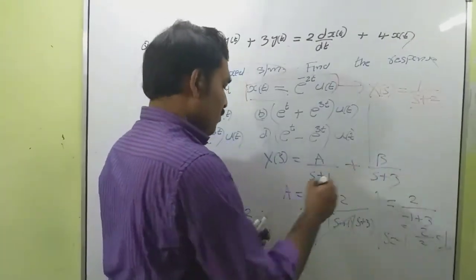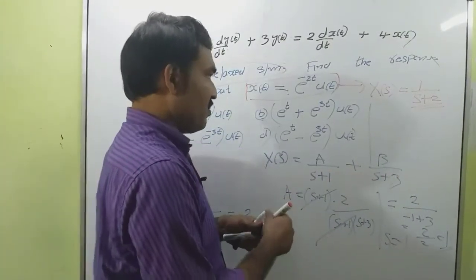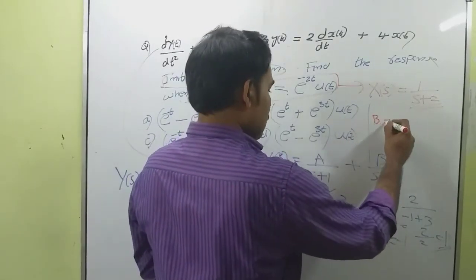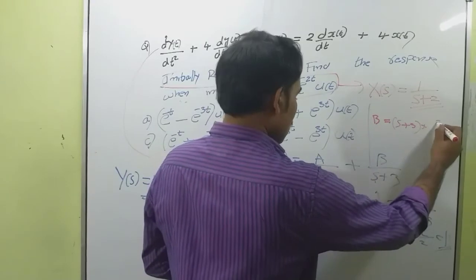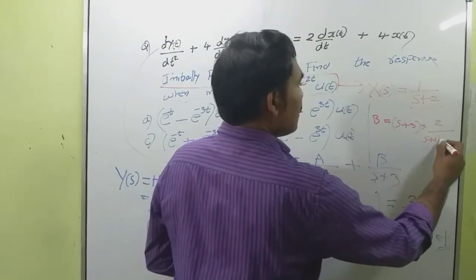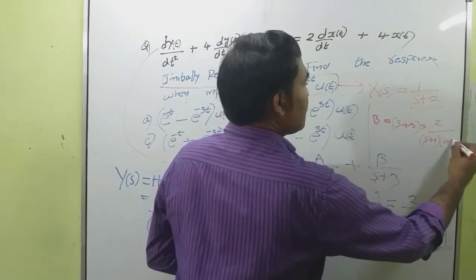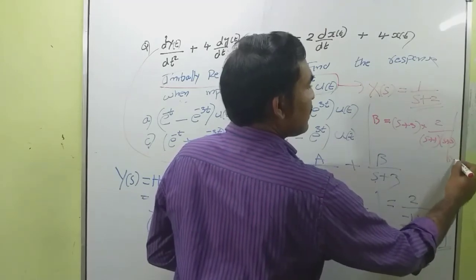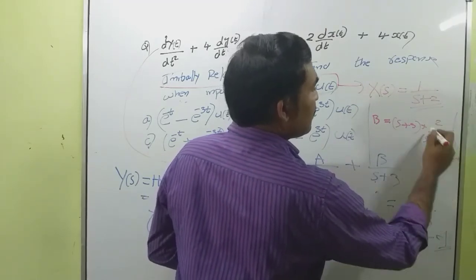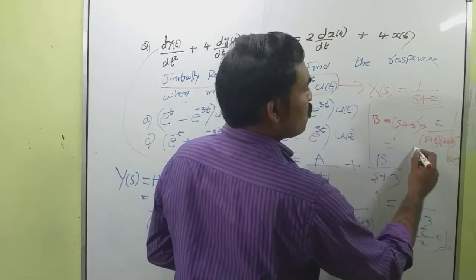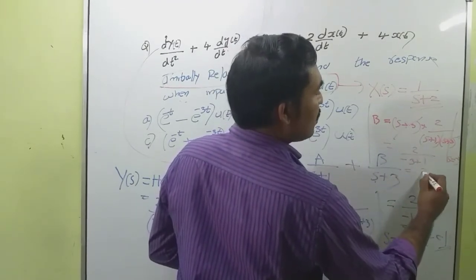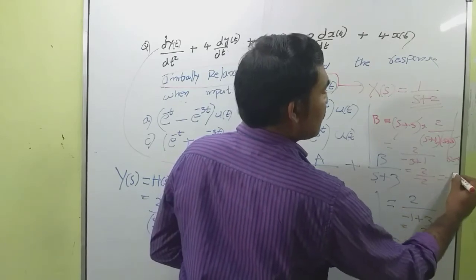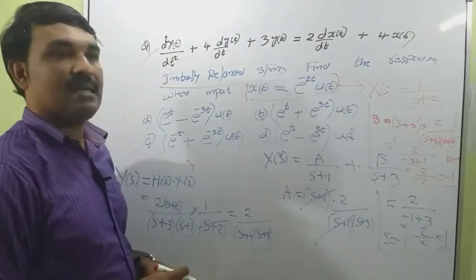Now B is equal to (s + 3) into 2 divided by (s + 1)(s + 3), evaluated at s = -3. This term and this term get cancelled. So this is equal to 2 divided by (-3 + 1), that is 2 divided by -2, that is equal to -1. So B is equal to -1.